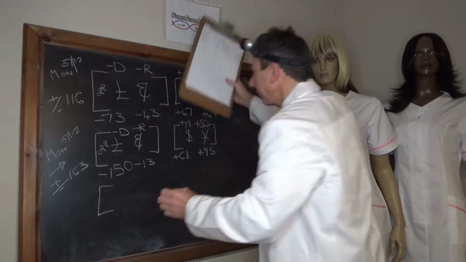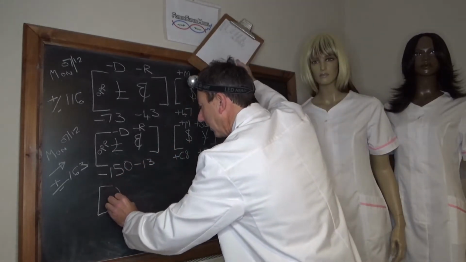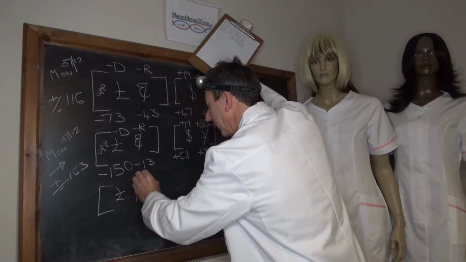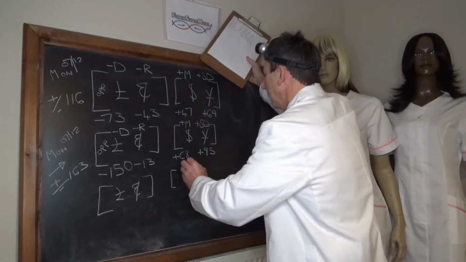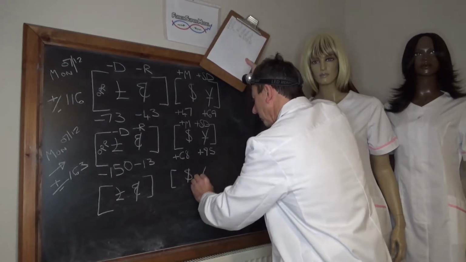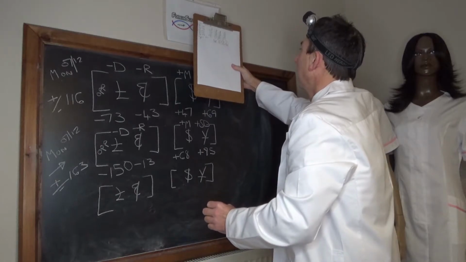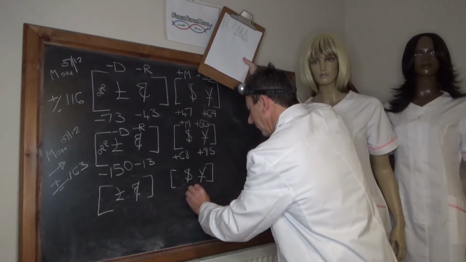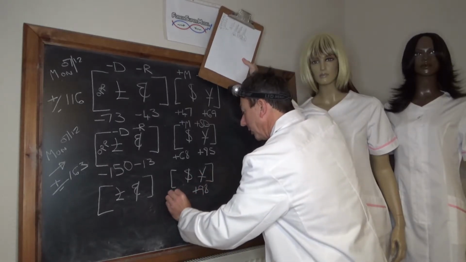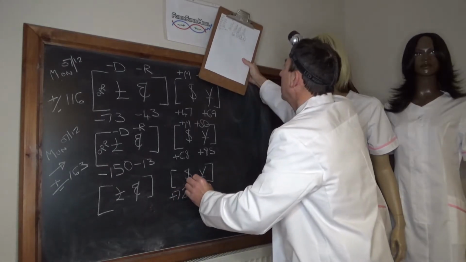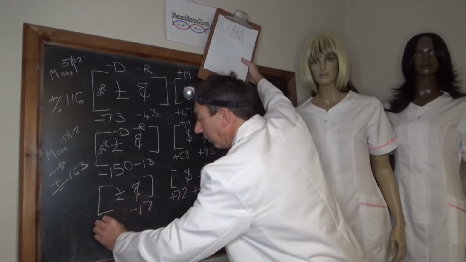Right, so we've got pound euro on the negative again, and dollar yen on the positive. So no change in the batting order. We've got plus 98 on the yen, plus 72 on the dollar, minus 17 on the euro, and minus 153 on the pound.